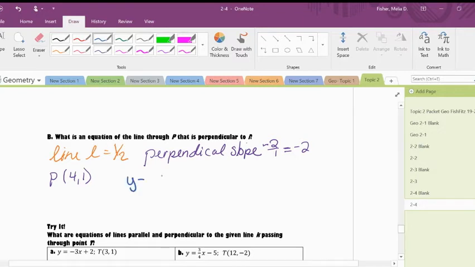We have our y minus and our equals and our x minus, and we're plugging in our new slope, which was -2, and our point that we're plugging in was (1, 4). Could we stop there? Yes, we could. We could say, this is our answer.